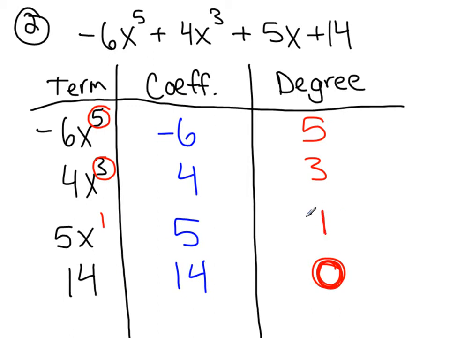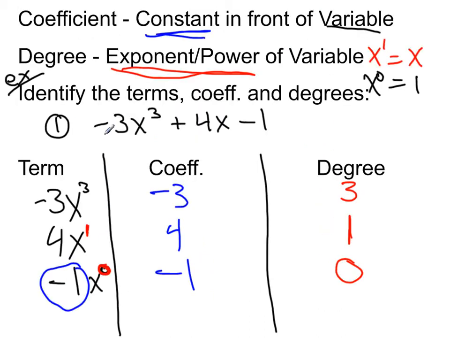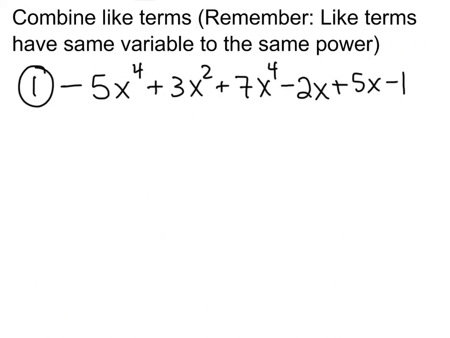Now you might be seeing something very nice appear here. Notice I listed out my terms as I saw them, and the degrees go down. They're in descending order. It went 5, 3, 1, 0. Even our previous example, we went 3, 1, 0. This is something we call descending order. And when we combine like terms, we like to see them in descending order.